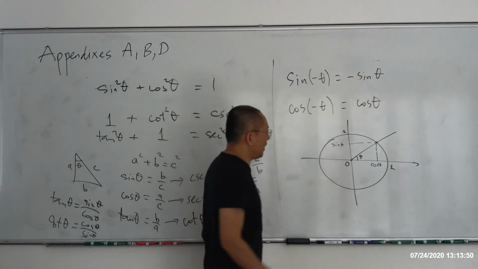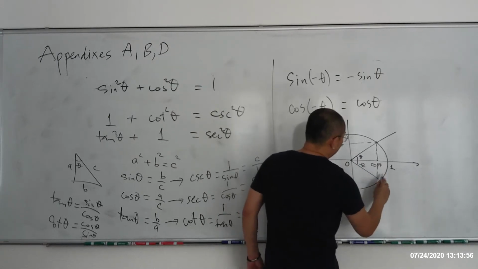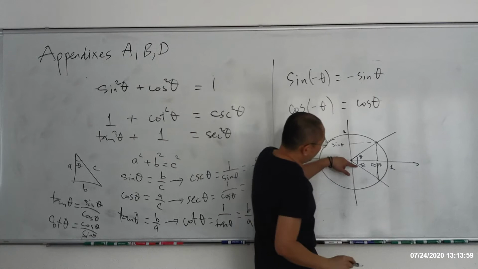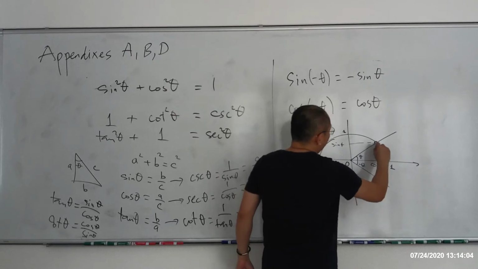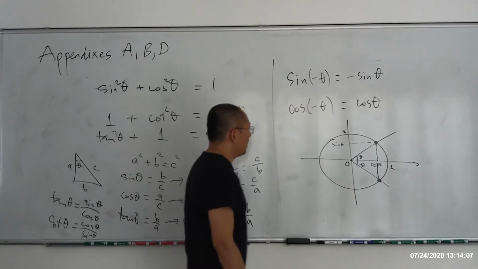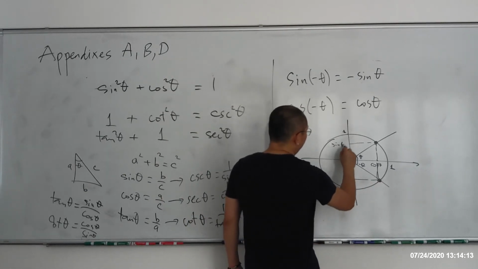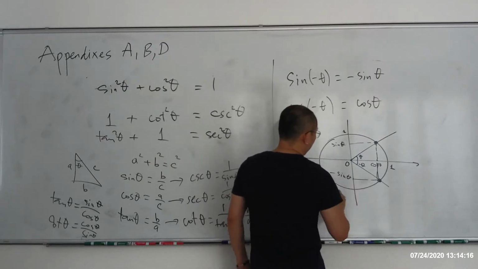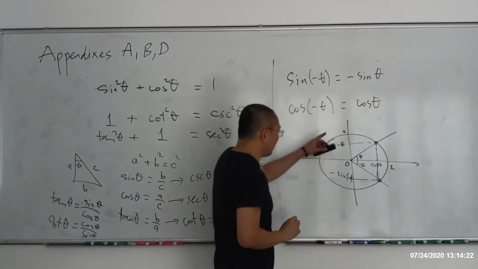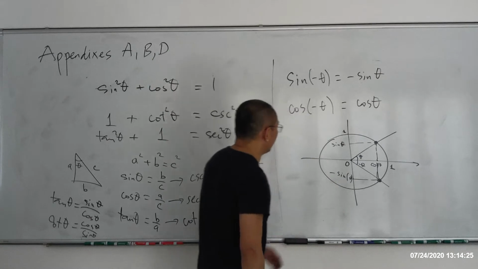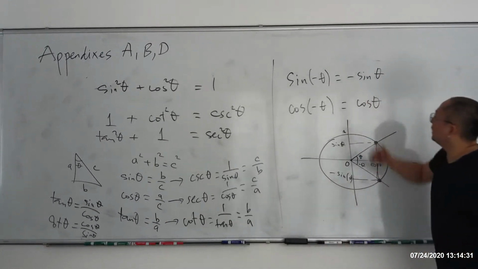Now this is the angle theta. If you move downward this way, you have the angle negative theta. So cosine of negative theta is going to be equal to cosine of theta, because those two points, when you project to the x-axis, give you the same thing. Whereas when you project this point to the y-axis, it is the opposite of sine theta, so this is negative sine of theta. So this is the opposite angle.